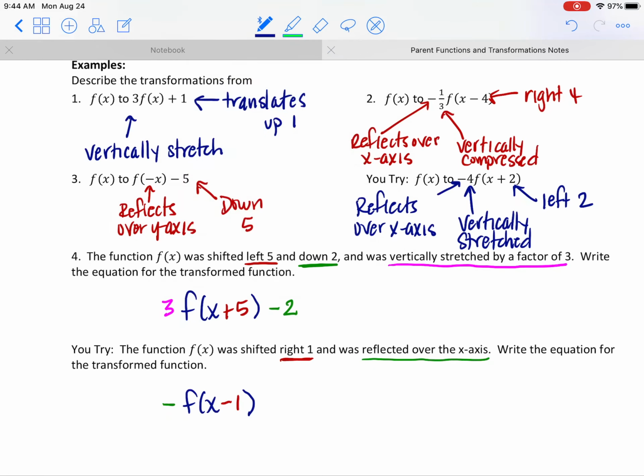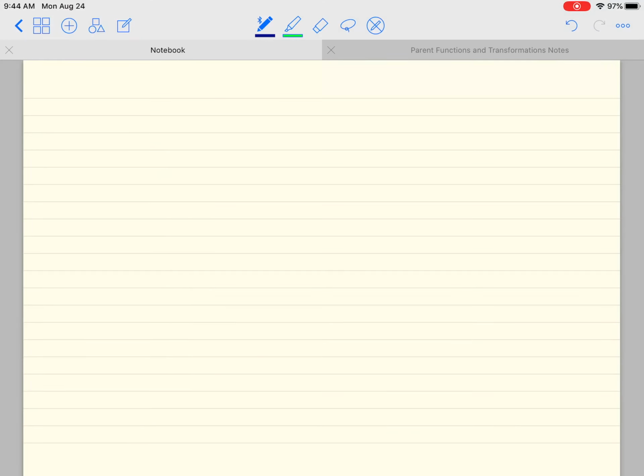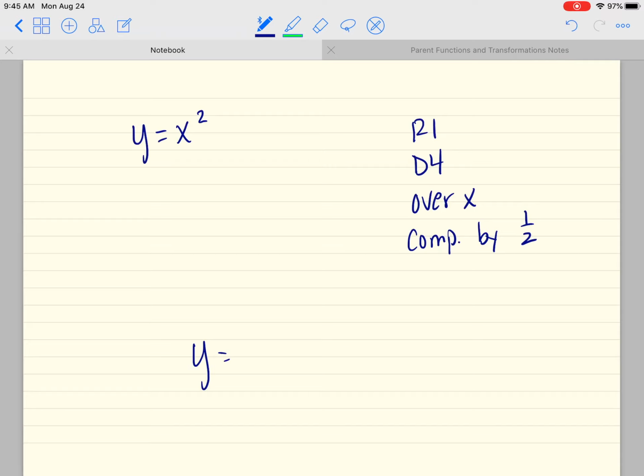So let me just show you an example here. Okay? If I took y equals x squared as my parent, and I wanted it to go right 1 and down 4 and over the x and then compressed by a half or something like this, okay? Then my new function would still have the parent. It would still have the x and the square in it. So my parent would still be in there.